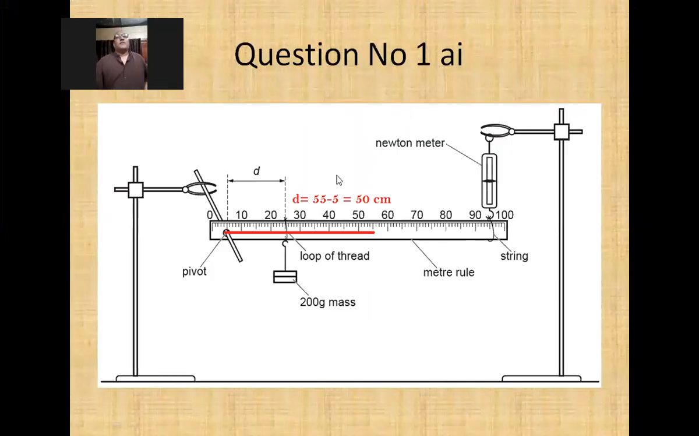Okay. So the value of D, he said that the loop is at 55 centimeter. That 200-gram mass is here. The thread is here at 55 and the pivot is at 5. So this distance from 5 to 55 will be 50 centimeters. So in your table 1.1, you will enter 50 centimeter.